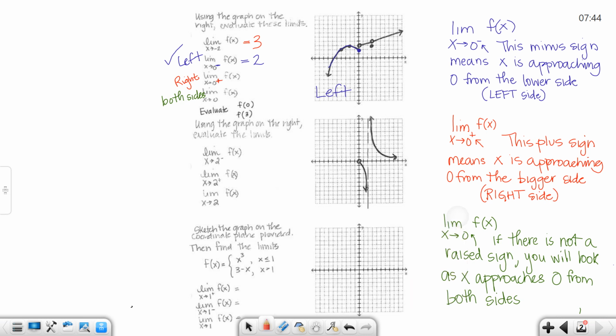Okay, let's look at the other side. I ask you to evaluate the limit as x goes to 0 from the right. So here's my right side over here, right side of 0. As I get closer and closer to 0 from this side, here's where my graph finishes. That's the y value 3.